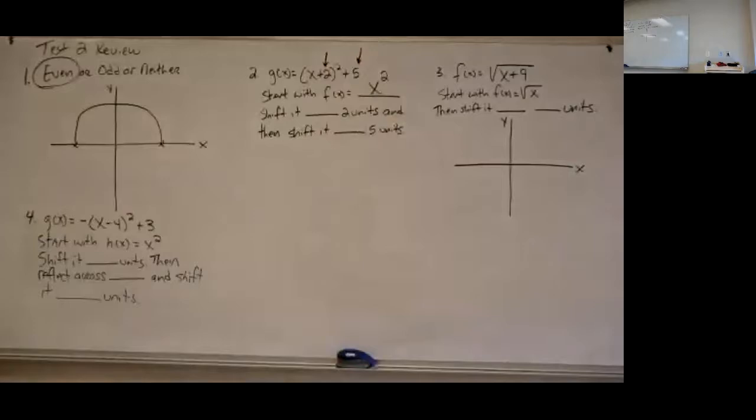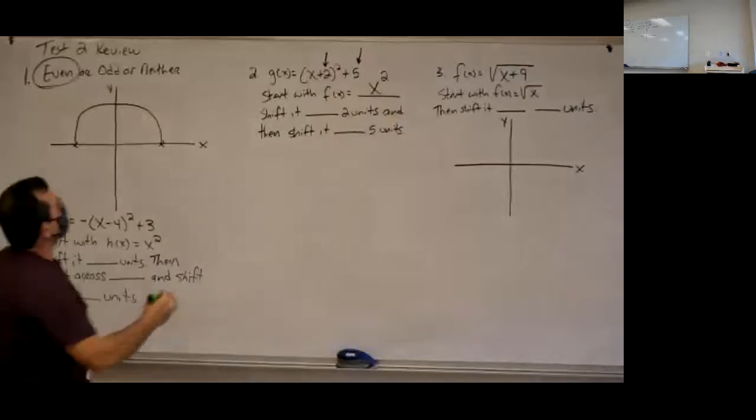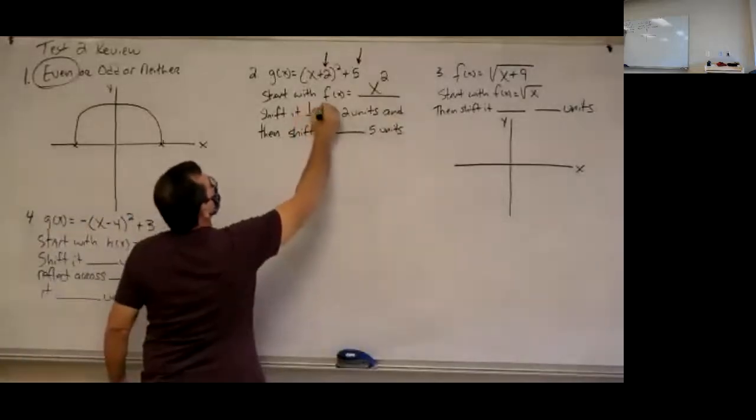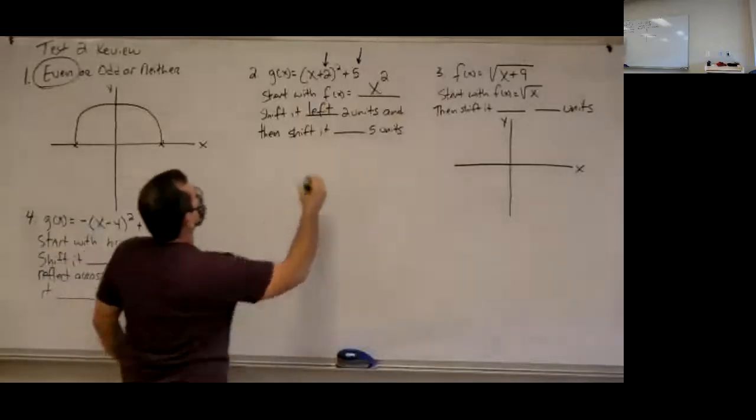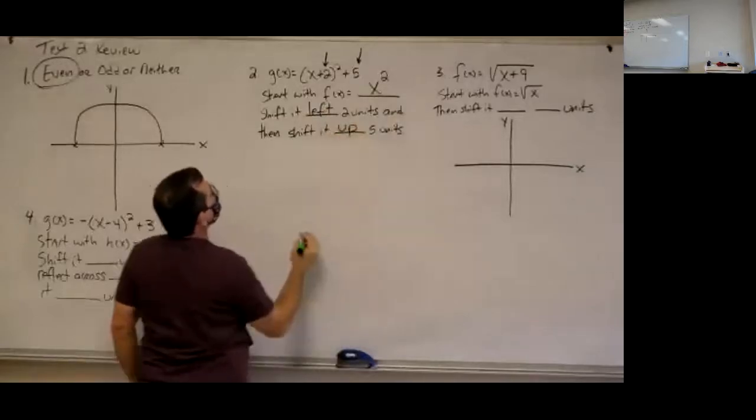So the 2 is inside parentheses. That's going to move me left or right. And since this is a plus 2 being added, it's actually going to move me left 2 units. That was almost opposite what I would think. I would think you add 2, you're going to move right. But actually, when you add 2, it moves to the left. And then at the end, the plus 5, anytime you add at the end, it's going to move it up. You subtract, it'll move it down. So this would move up 5 units.